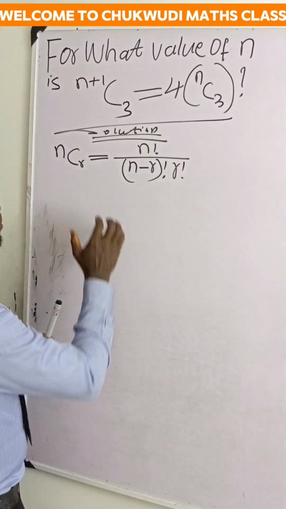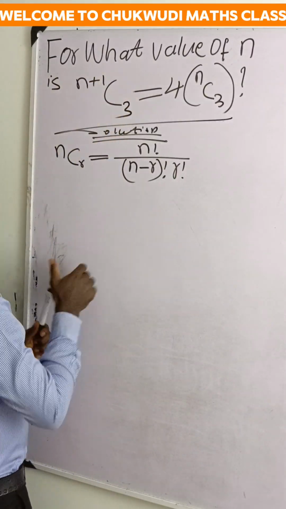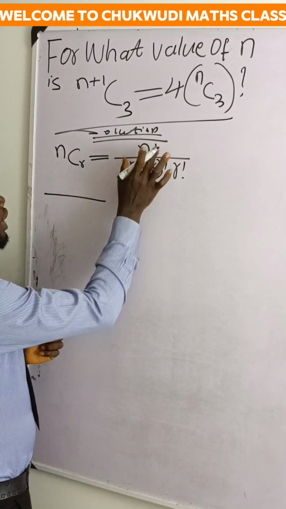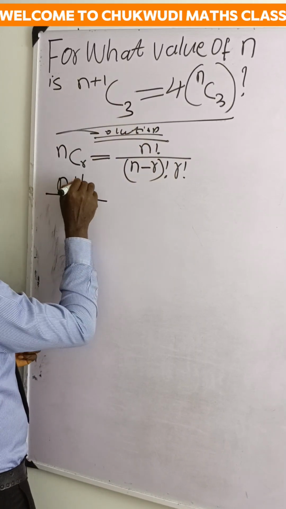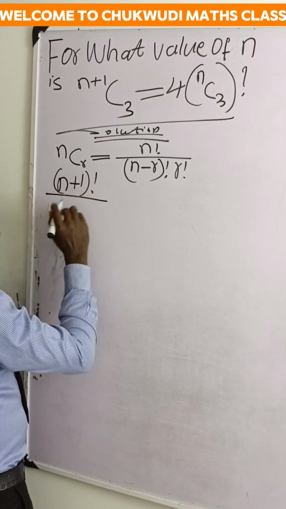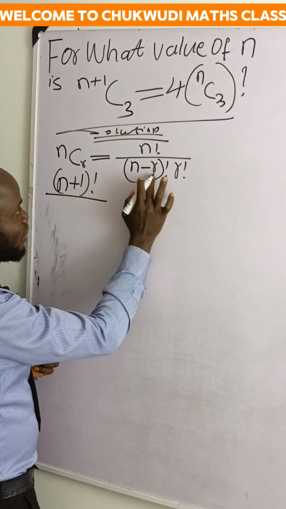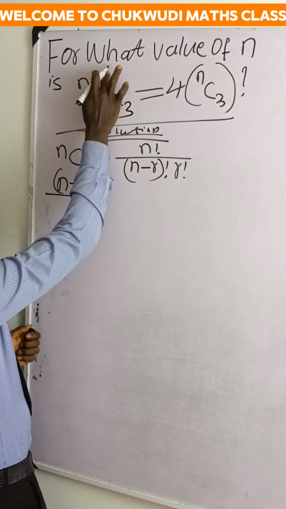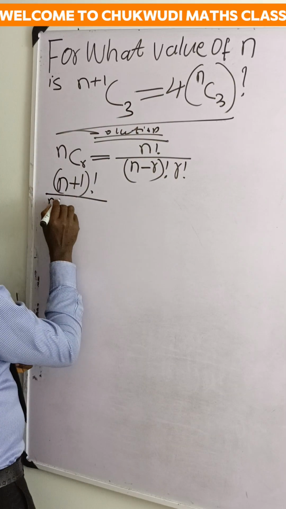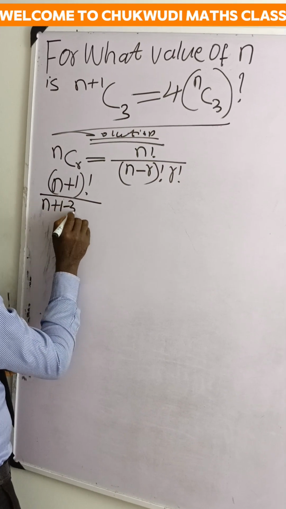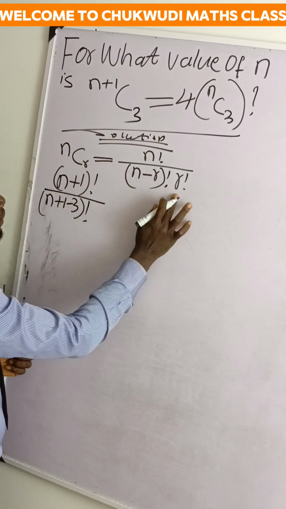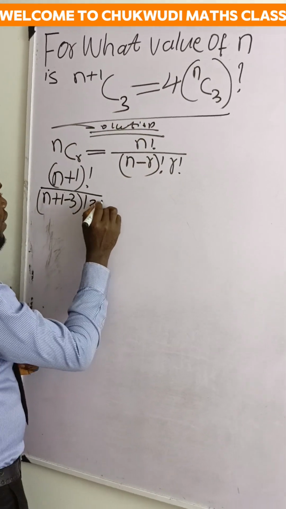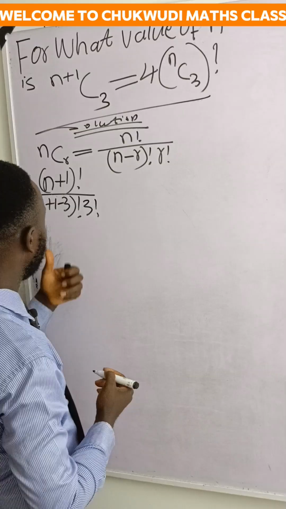So when we do that, we are going to do the same thing. N here is n plus 1. Then we write (n plus 1) factorial. The formula says over n minus r, that is (n plus 1 minus 3) factorial. Then r factorial, we now say 3 factorial. That's what we have here.